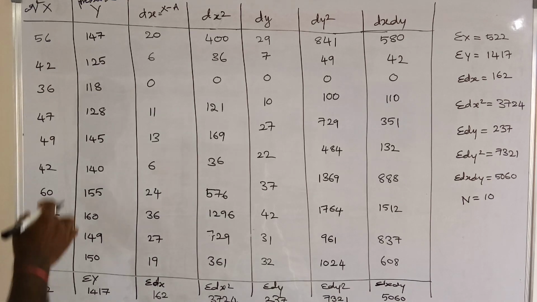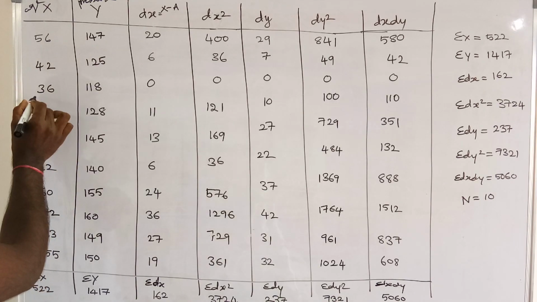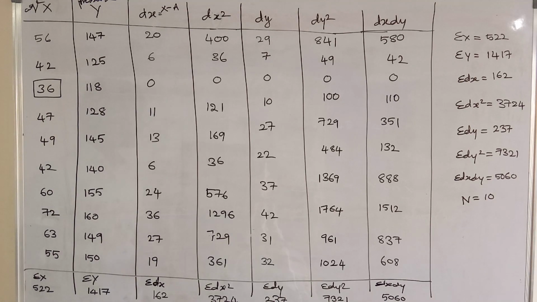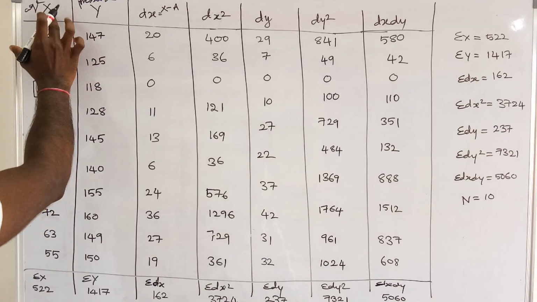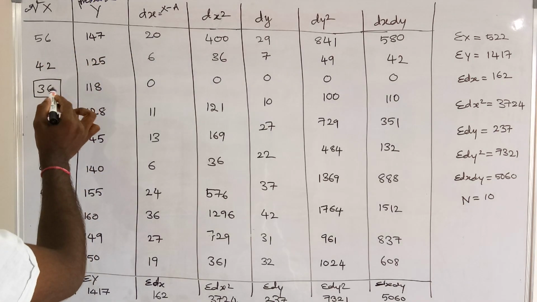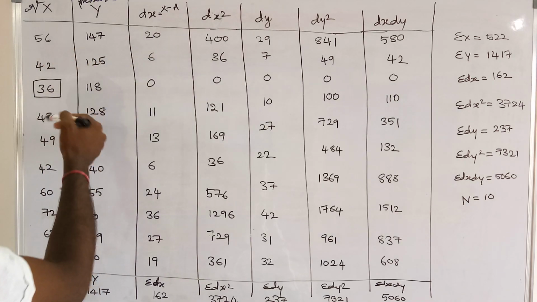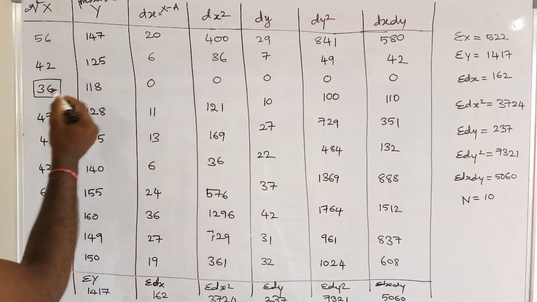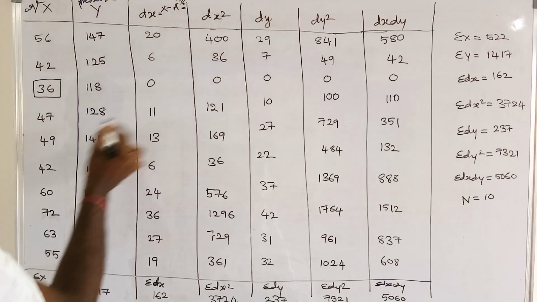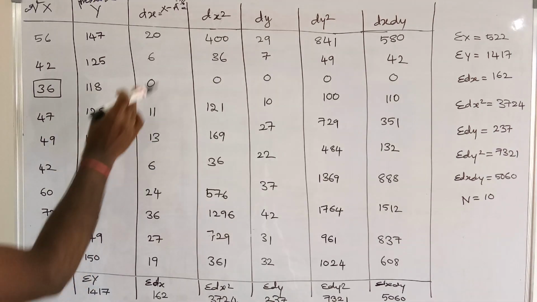So that is why here we are assuming 36 as the assumed mean, 36 as the assumed mean in the x series. So x minus 36: 56 minus 36 is 20, like that. Then 42 minus 36 is 6. 36 minus 36 is 0. Then 47 minus 36 is 11, like that.